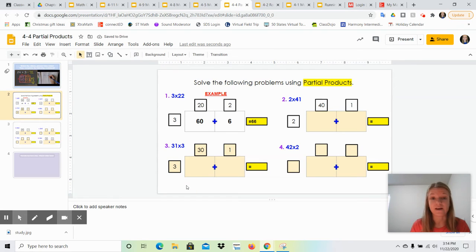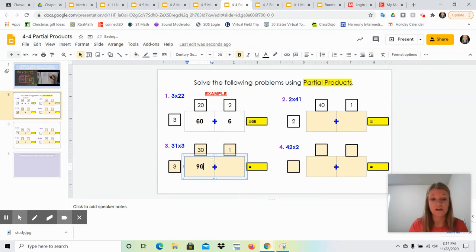And now it's like finding the area of my shapes. So I'm multiplying 3 times 30, which is 90. And then 3 times 1, which is 3. When I add 90 and 3, I get 93. Simple enough, right? Okay, 42 times 2.